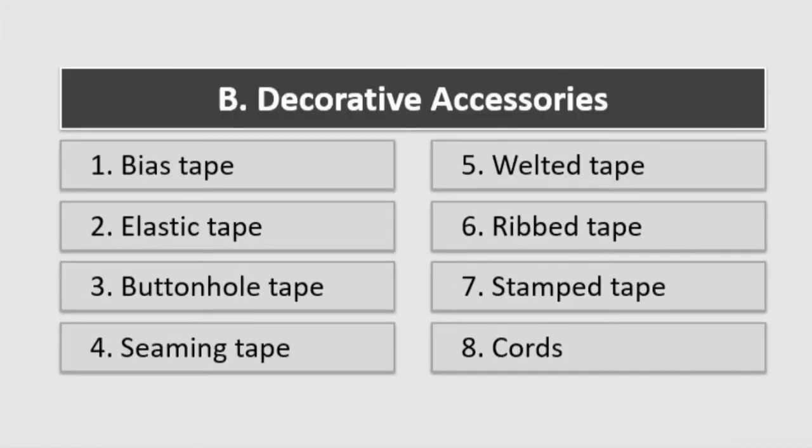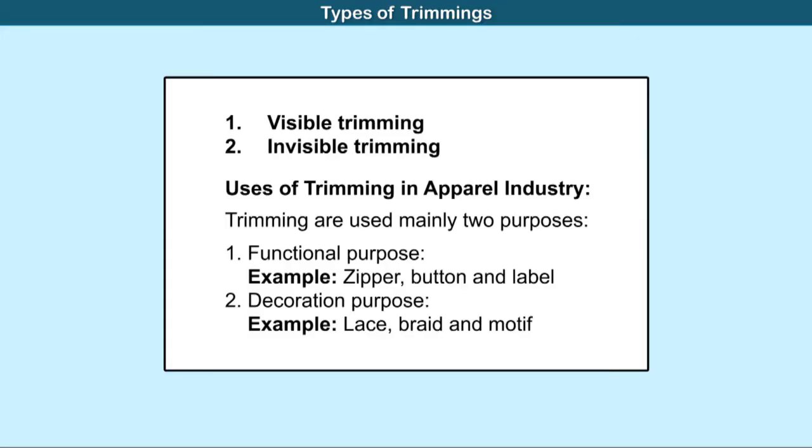Then the second is the decorative trims and accessories. Those are bias tape, elastic tape, buttonhole tape, seaming tape. Now we talk about the different types of trims and accessories basically used in garment manufacturing. There are basically two types of trimming. They are visible trimming and invisible trimming.